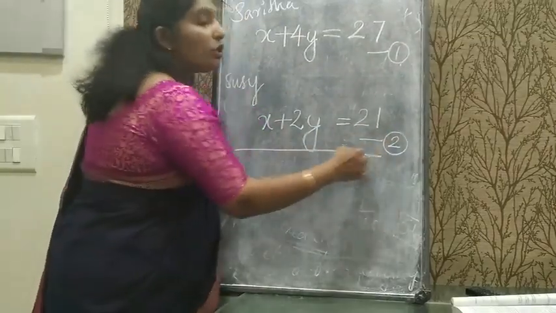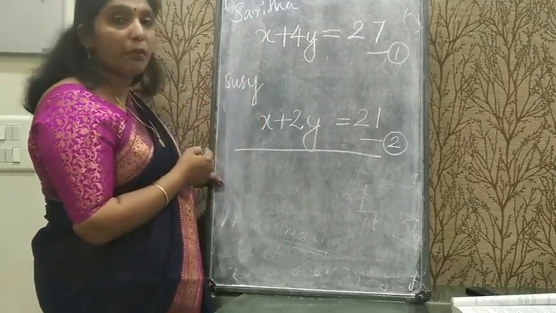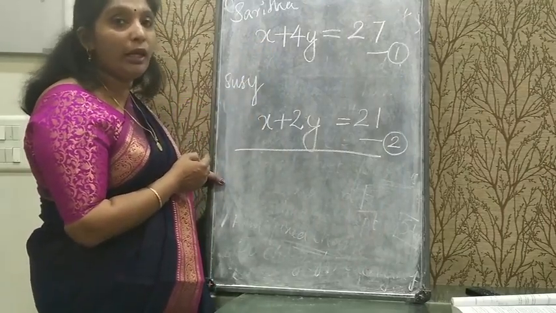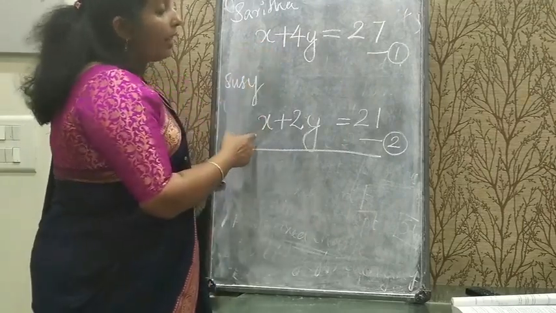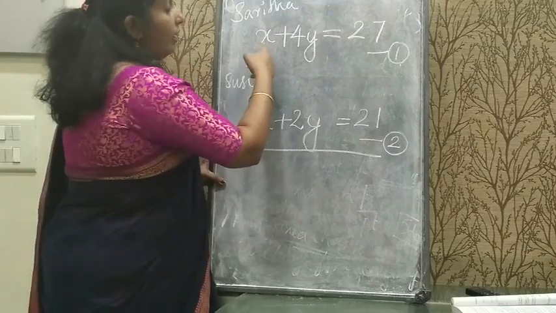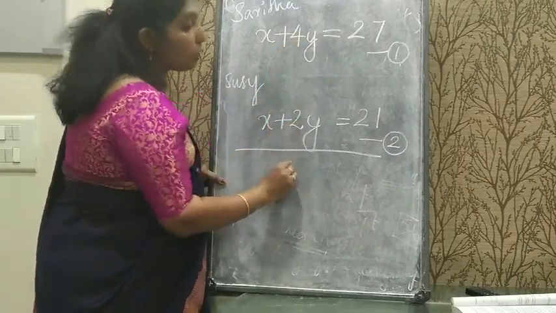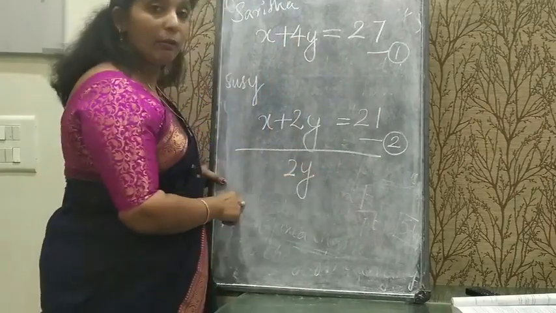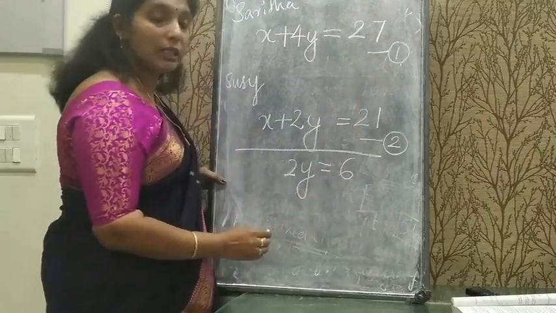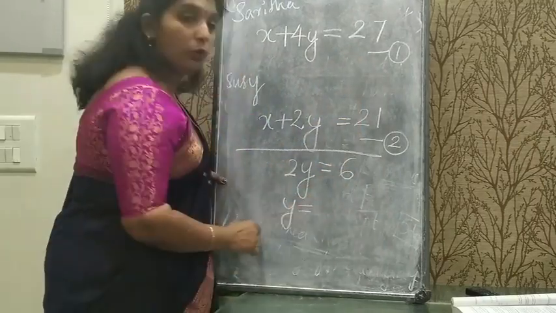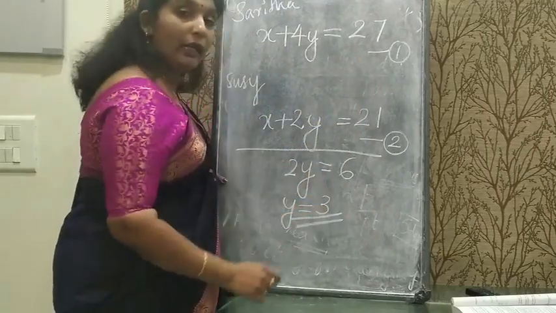Now you can solve these two equations. Just see here that the coefficient of x is the same, so we can subtract and eliminate it. If I subtract, then x minus x will be 0. Then 4y minus 2y will be 2y, which is equal to 27 minus 21, which is 6. So y is equal to 6 divided by 2, which is 3. So y we are getting as 3.